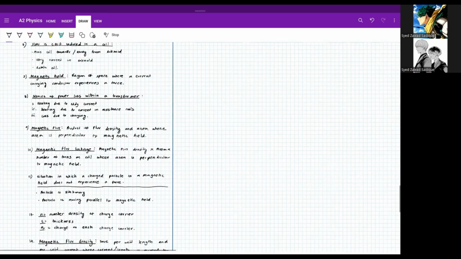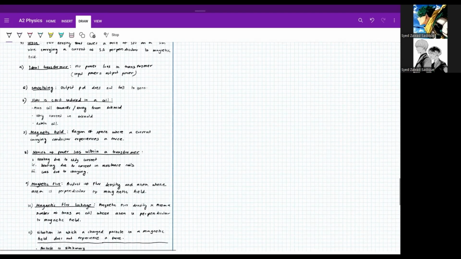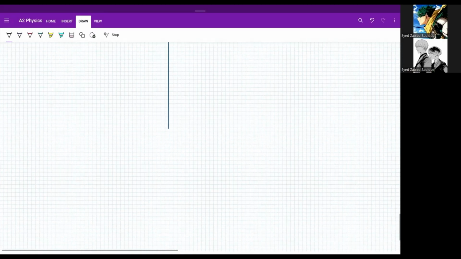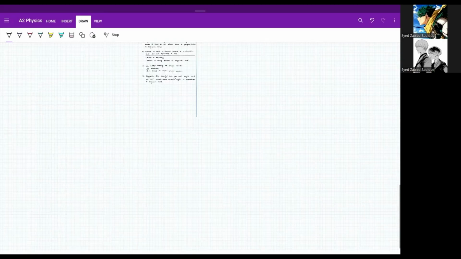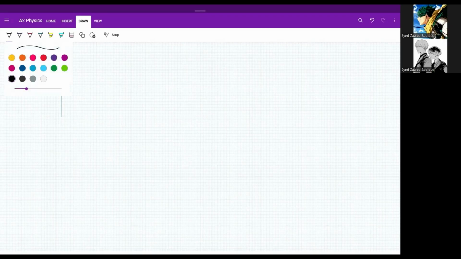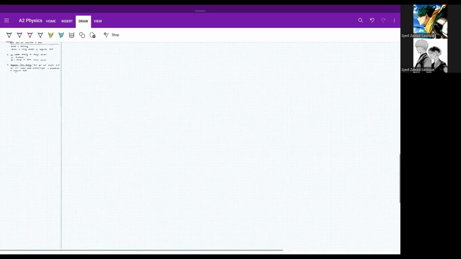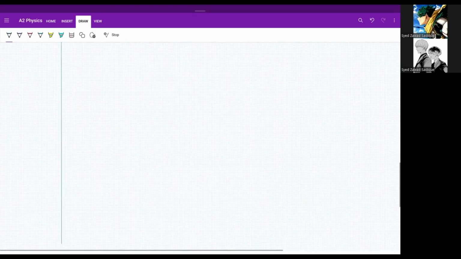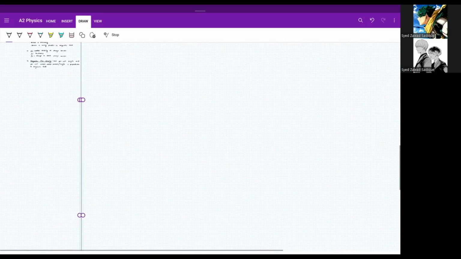Okay, I think we got a lot. There's a lot more. I don't think we have space, so we have to make more space. It should be good.